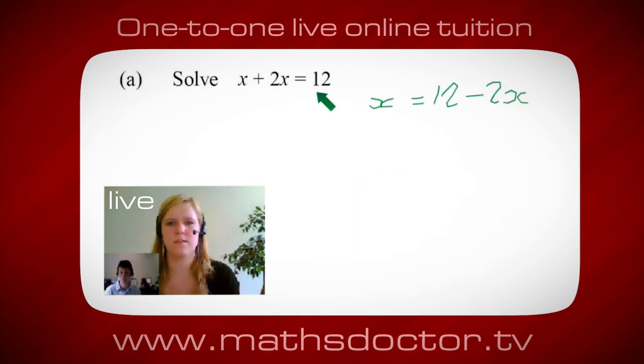equals 12 minus 2x. Okay, so a lot of the time we want to get x by itself, but what we want to do first is get all of these x's together. So can you see anything we can do with this? Get all these together in one place.